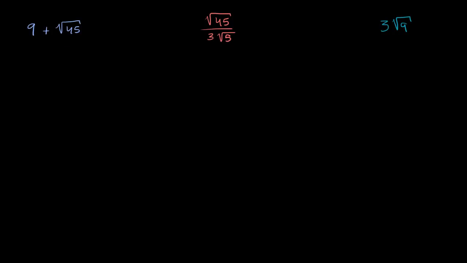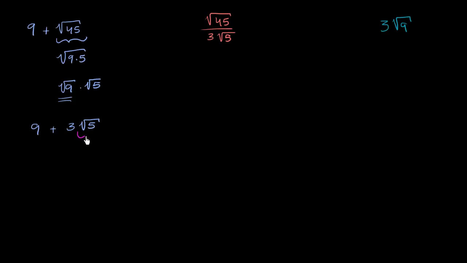Square root of 45, that's the same thing as the square root of 9 times 5, which is the same thing as the square root of 9 times the square root of 5. The principal root of 9 is 3. So it's 3 times the square root of 5. So this is going to be 9 plus 3 times the square root of 5.